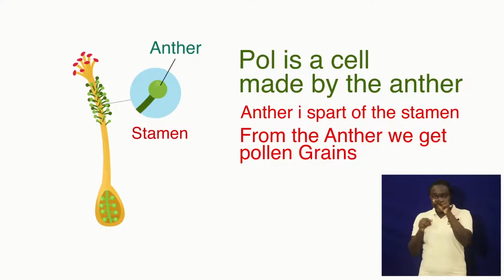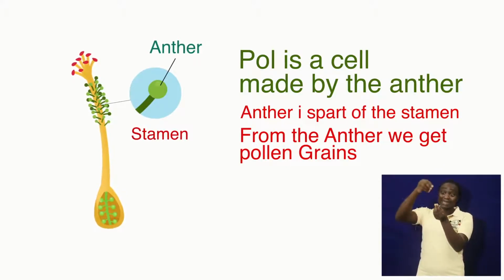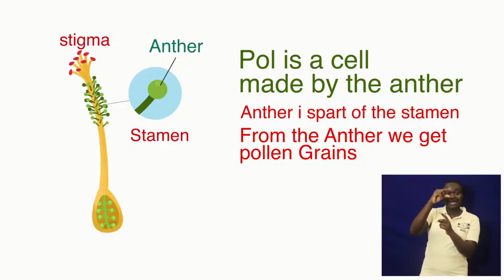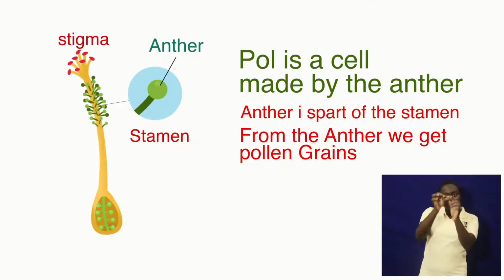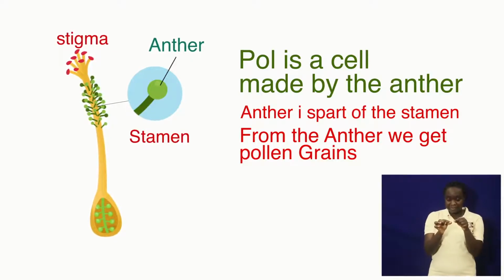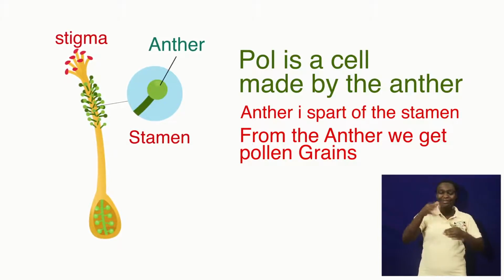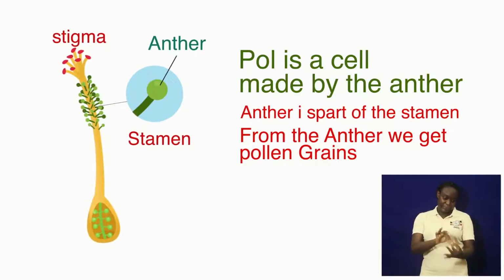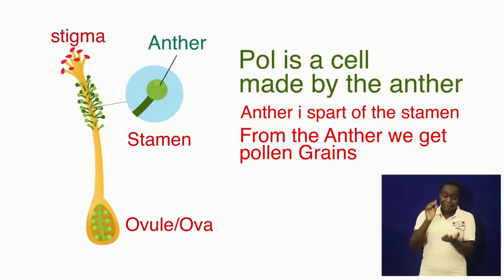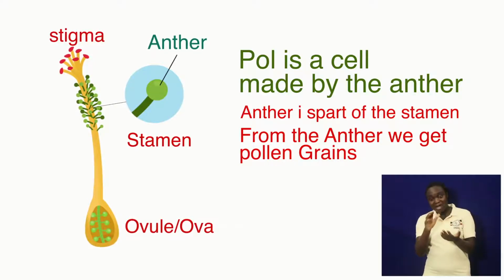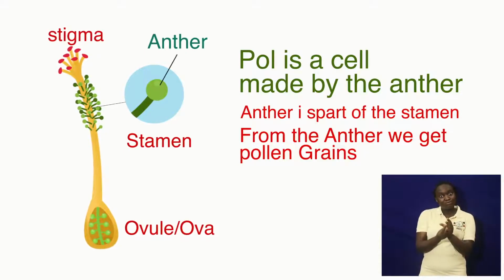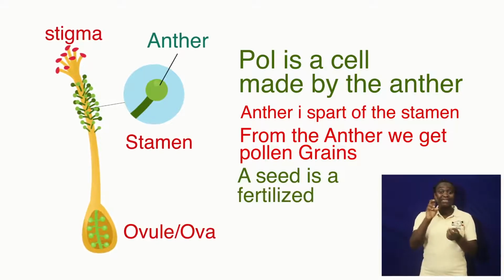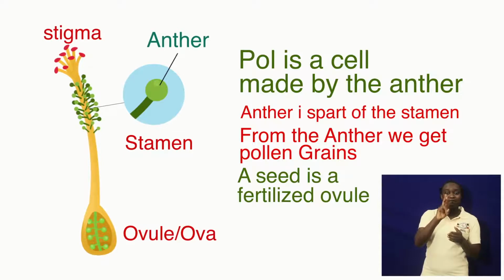The pollen grains come and fall on the stigma, and then pollen goes through this tube we call, we shall learn that one later, and then it fertilizes. The pollen meets the ovule or the ova, and then the seeds are fertilized. That's why we say a seed is a fertilized ovule. What else did you hear in the song?